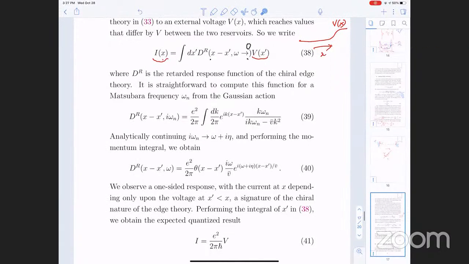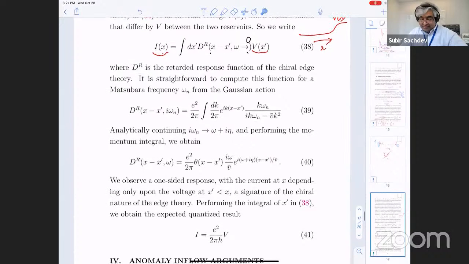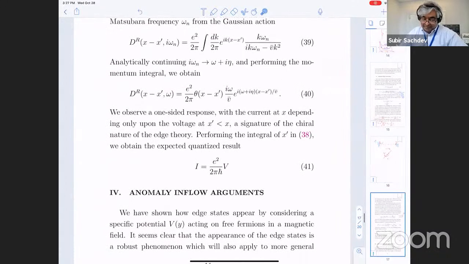And what you find is that you get a one-sided response where the current at one point only depends on the voltage behind it, which makes sense because it's a chiral system. The response here only depends on electrons coming in from this side. And if you just compute the current, it's exactly the Landauer value again.